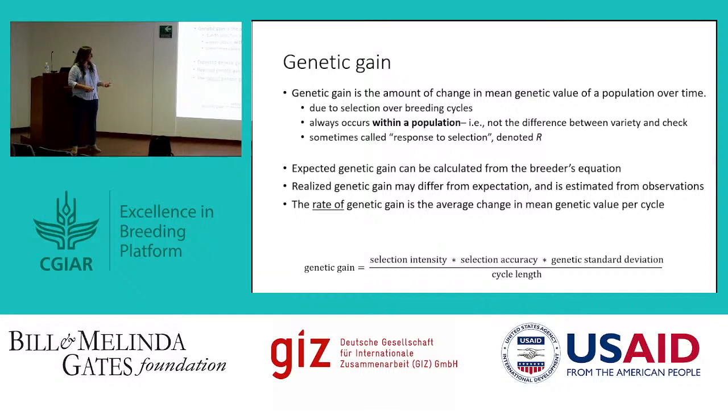There are probably more sophisticated methods as well. And then besides your expectation, you have a realized genetic gain. And that can be different from your expectation. And it must be estimated from observations. So Eduardo will give a session in the afternoon about how to estimate genetic gain. And then the rate of genetic gain is your average change in mean genetic value per cycle, okay? So the mean genetic value of the population is the mean. The genetic gain is between two time points, and then the rate of genetic gain is just the average over those time points.